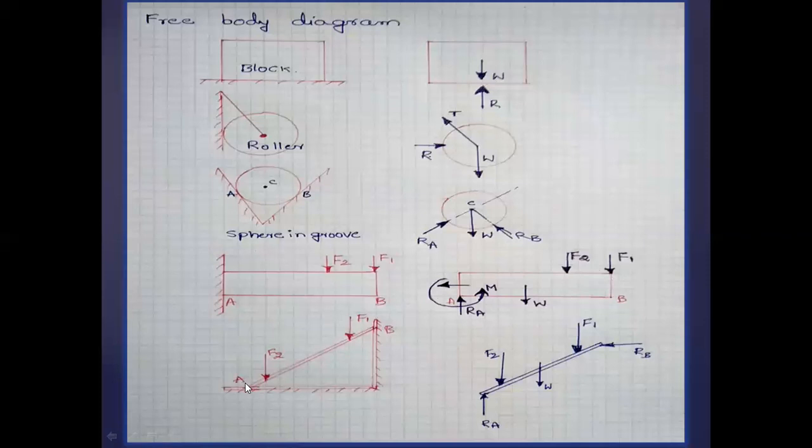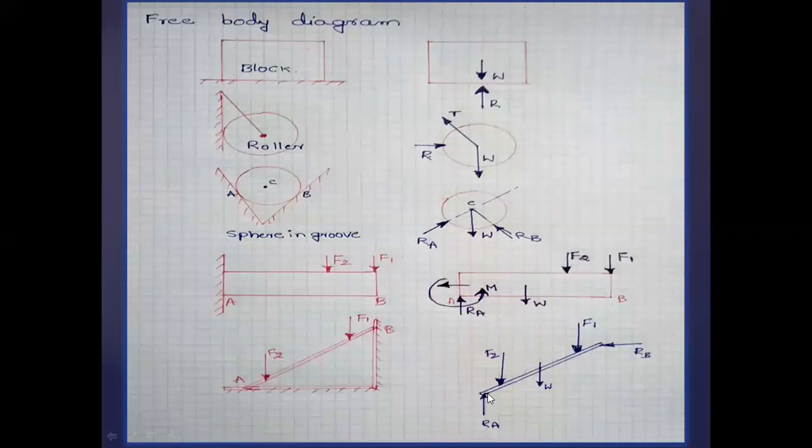Next one, that is the fourth one. Here we have given the fifth example, that is a ladder which is rested on two walls along with the two forces which are acting on the ladder. How to represent the free body diagram?